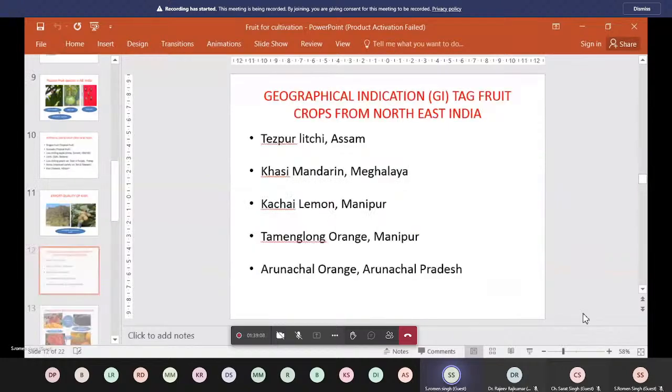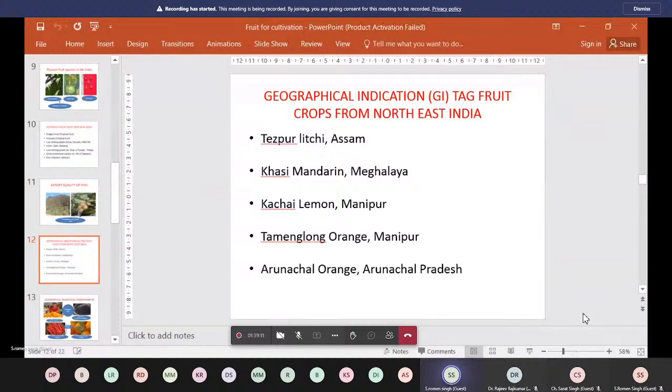kiwi cultivation. I want to share about some of the geographical indication tagged fruit crops from Northeast India. Among the fruit crops is Tezpur lychee. Earlier, lychee was not grown in Northeast India. Now after the introduction of lychee, Tezpur was found suitable for its cultivation, and it also got the GI tag for its good quality. Khasi mandarin of Meghalaya, Kachai lemon of Manipur, Tamenglong orange, and Arunachal orange have already got their GI tag due to their good quality, and now other states, not only the Northeast, also like the GI tag products from our northeastern part of India.